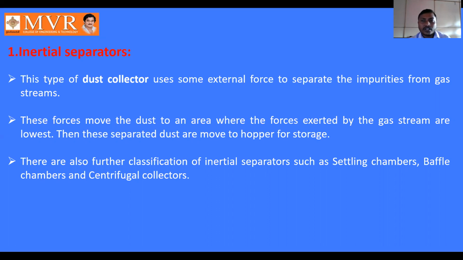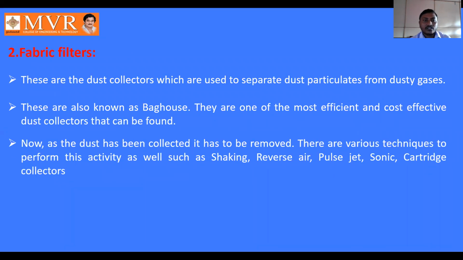The dust particles collected by using these inertial separators are moved to the hopper for storage purposes. There is also further classification of inertial separators, such as settling chambers, baffle chambers, and centrifugal collectors. These inertial separators are subdivided into settling chambers, baffle chambers, as well as centrifugal collectors.